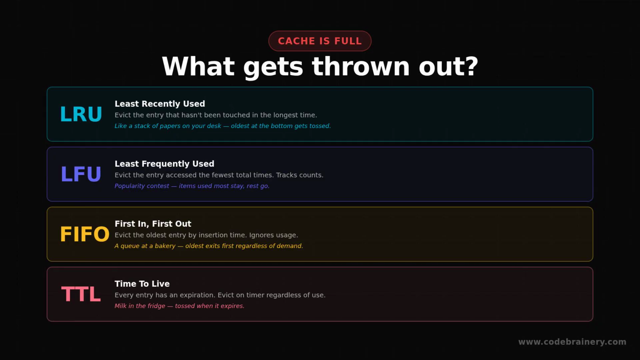TTL, time to live. Every entry has an expiration. 60 seconds. 5 minutes. An hour. When the timer is up, the entry is gone. Most production caches use LRU or TTL, often both at once.